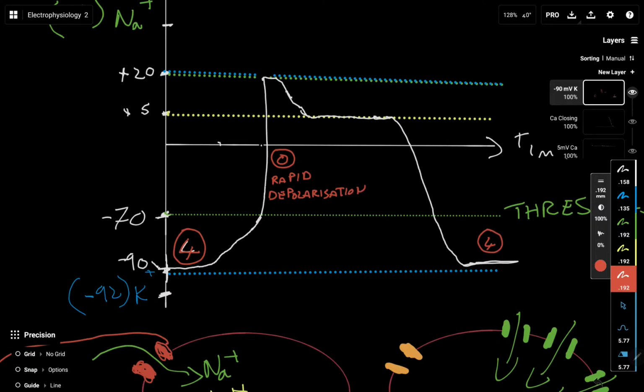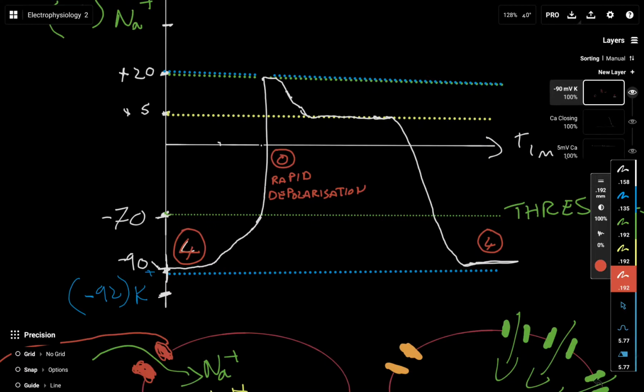The depolarization in my pacemaker cells is quick, but it is slower than in my contractile cells. Now, careful, there's a confusion. The action potential travels faster in pacemaker cells, but the depolarization is slower in pacemaker cells. While in my contractile cells, my action potential travels more slowly, but the depolarization, the phase 0, is actually much faster. So phase 0 is rapid depolarization.